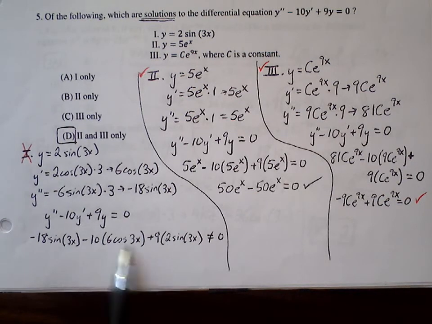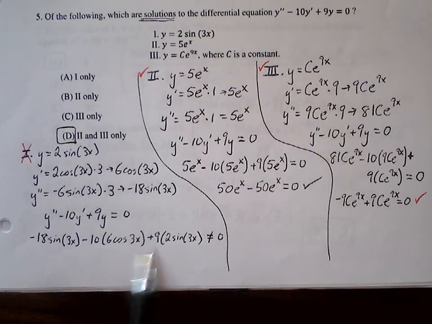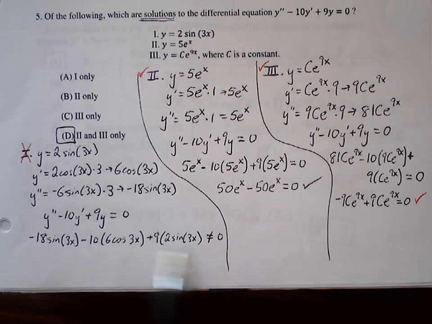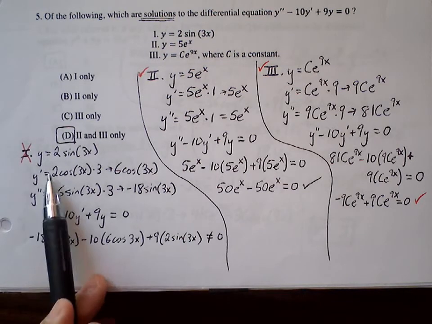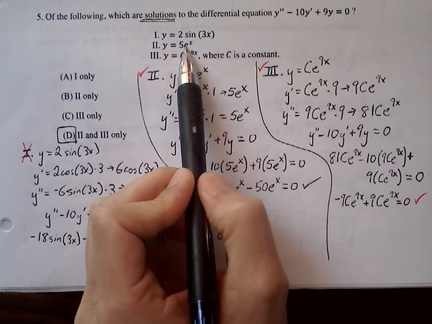And here, if we try to combine these terms together, we get negative 18 minus 16 plus 18, and these do not combine to be 0. So we know this is out. Option 1 is out. All right, option 2, let's go ahead and find y prime and y double prime.